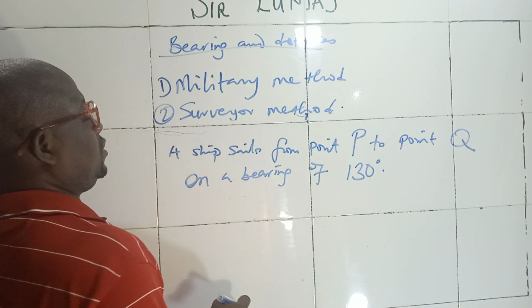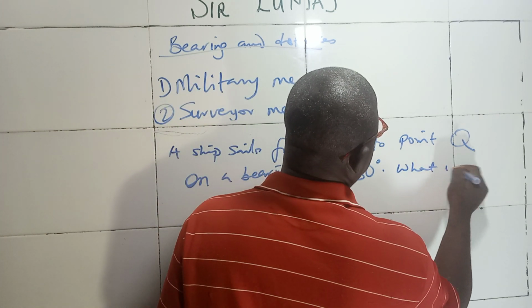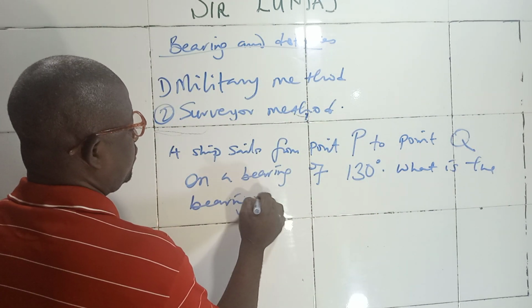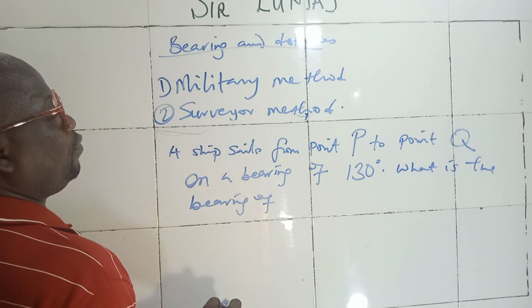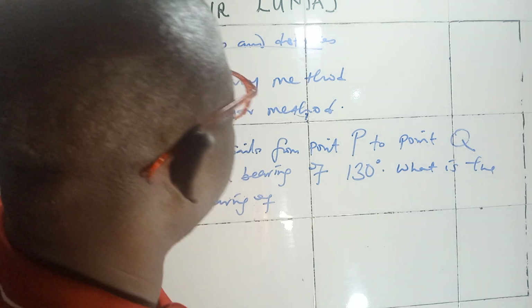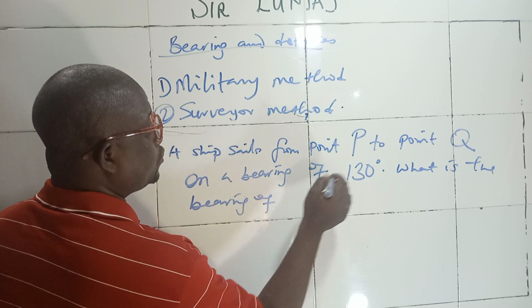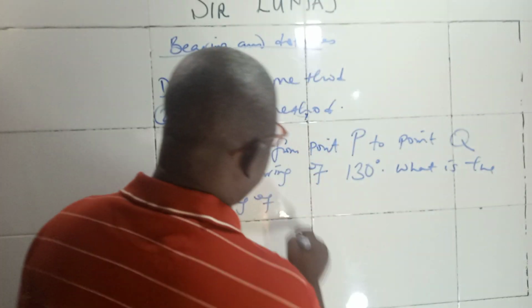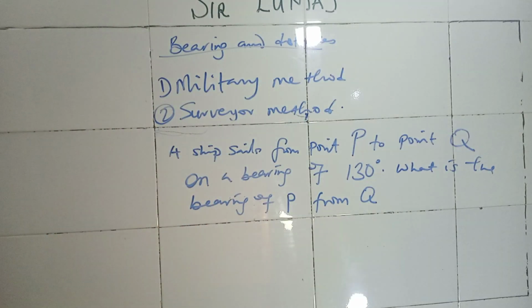What is A? What is Q? Then what is the bearing of, say, from point P to point Q on a bearing of 130? Then what is the bearing of Q from A? What's the bearing of P from Q? P from Q.